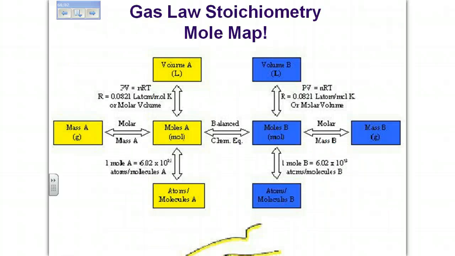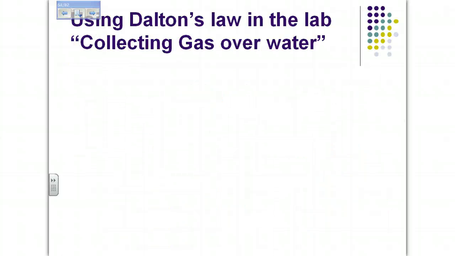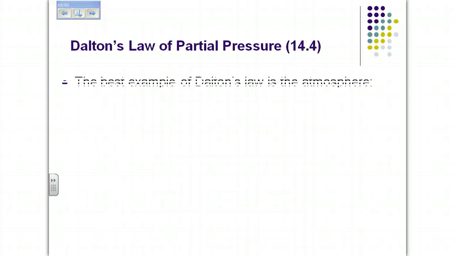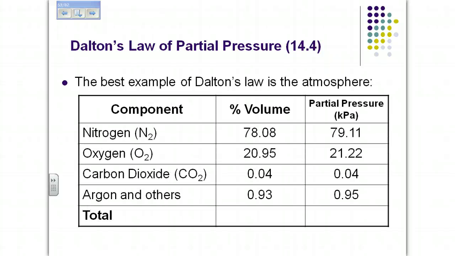Now, one of the other problems that we have to deal with is Dalton's Law of partial pressure. This is a law that deals with gases, and we're not dealing with Mr. Dalton, the English teacher. We're dealing with John Dalton. The best example of Dalton's Law is the atmosphere, or the air around us. The pressure of the air around us is a combination of the pressures of all of the gases in the air.